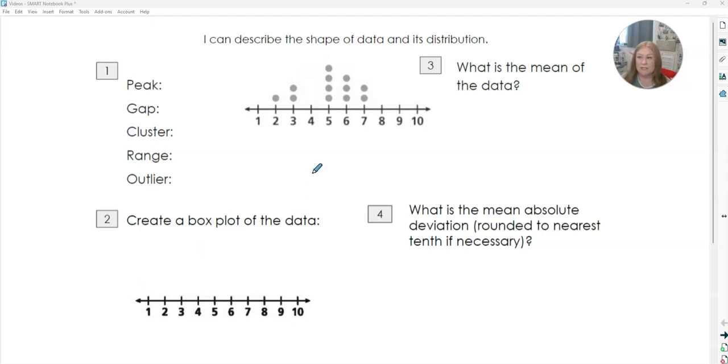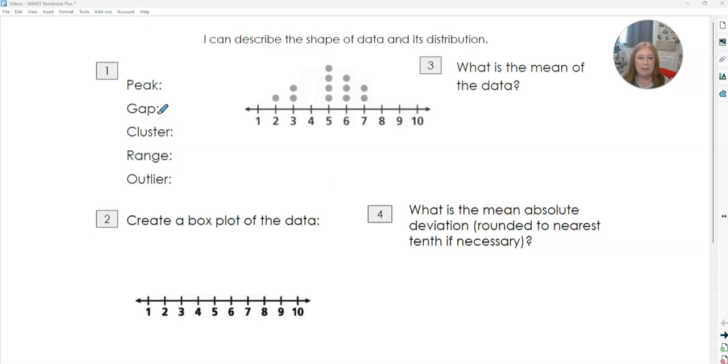We are going to go over some steps and vocabulary for our Module 16 mastery check. So number one, we're using this dot plot. We're going to use this dot plot for the entire thing. The first one is the peak. The peak is the highest point, kind of like the mode or the most common. It's the one that happens the most, right? Like the peak of a mountain.